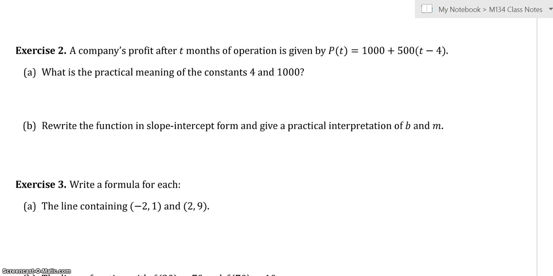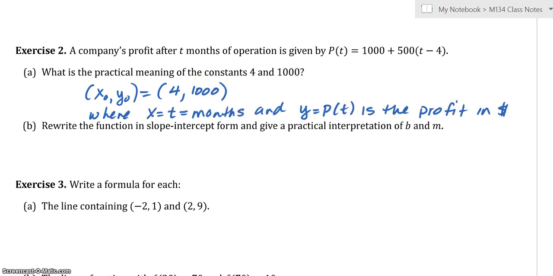Are you ready for this one? Okay, let's try exercise 2. A company's profit after T months of operation is given by the following formula. It says P of T is equal to 1,000 plus 500 parentheses T minus 4. What is the practical meaning of the 4 and the 1,000? So the 4 and the 1,000 look like the x naught, y naught in our formula. So that would be the 4, and this would be the 1,000.